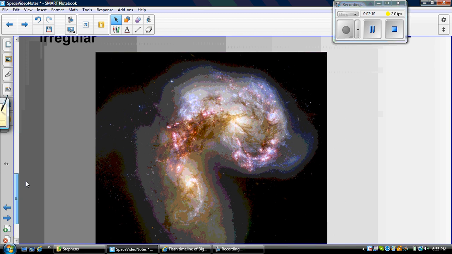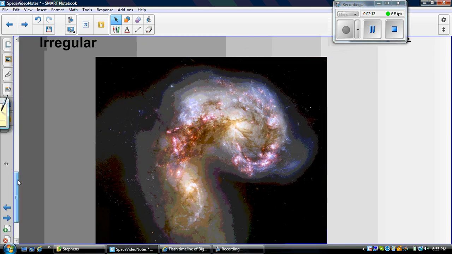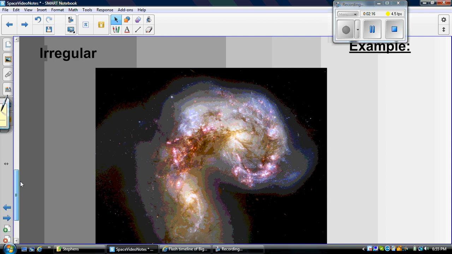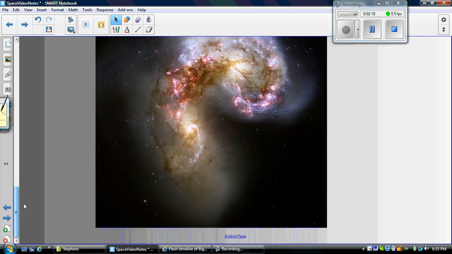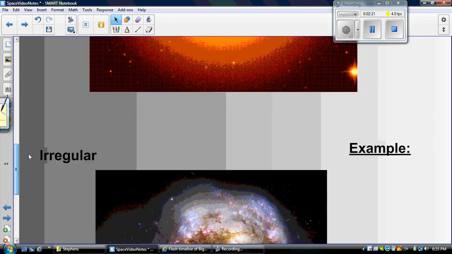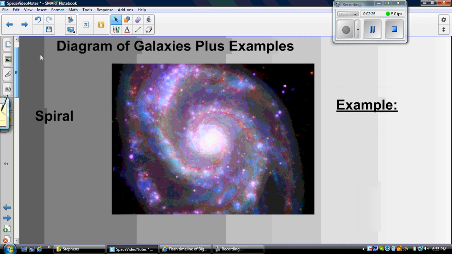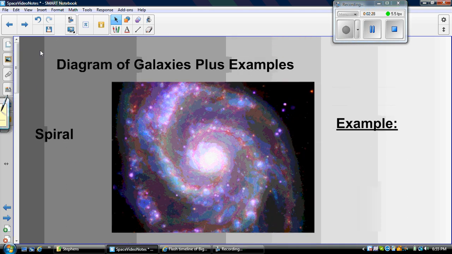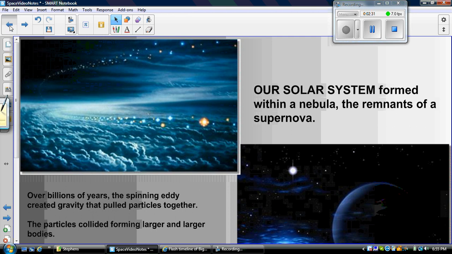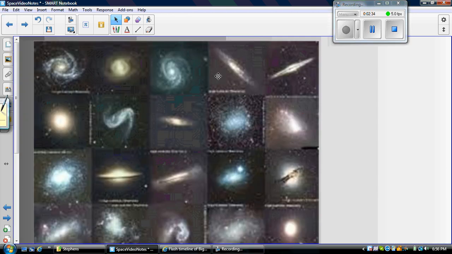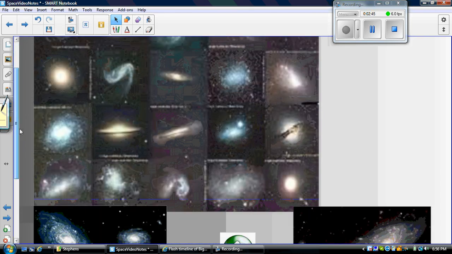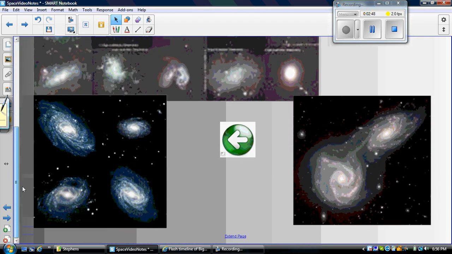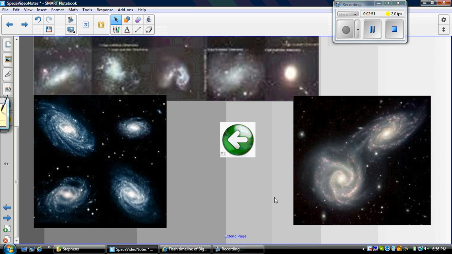Irregular galaxies, or cluster galaxies, don't have any shape whatsoever, so we just call them irregular. Sometimes they're called cluster galaxies. And remember, these galaxies have a black hole at the center where all the other solar systems revolve. And here are some other pictures of galaxies, kind of blurry. We've got elliptical, cluster, spiral. Okay, some other pictures. We've got two galaxies nearby.